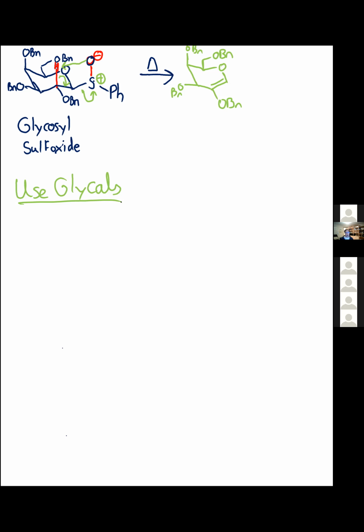I've had it happen to me by accident with acetyl groups, with sulfoxides. It's frustrating when you don't want a glycal. You wanted something else, and it made a glycal on you. So yes, acetyl groups do work. I wish they didn't.